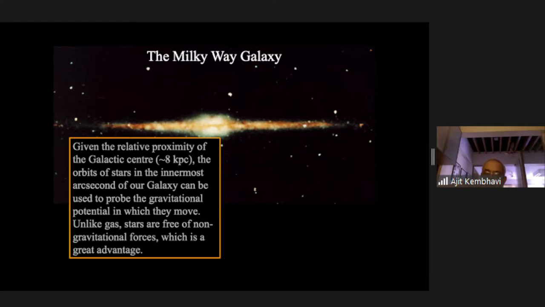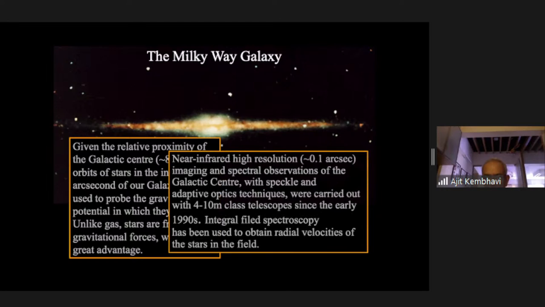But the great problem is that, first of all, the center is 24,000 light years away from us, which means the stars there become faint. The other problem, of course, is that because of the dust, there's a lot of absorption of the light from the stars, and they become many, many magnitudes fainter. They are far off, so it's very difficult to observe them. The way to observe them is to use near infrared imaging. Now, near infrared cameras are much more difficult to use than optical cameras.